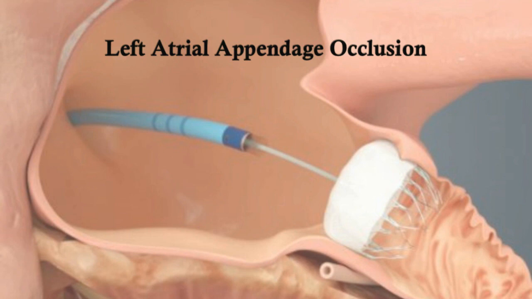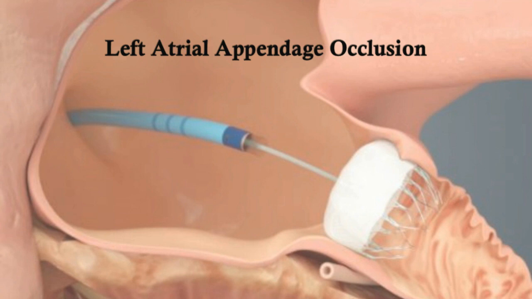Atrial fibrillation patients are at an increased risk of stroke because of clots that can form inside a structure in the top chamber of the heart, known as the left atrial appendage. The use of blood thinners can reduce the risk of stroke, though many patients cannot take blood thinning medications due to a high risk of bleeding. In some patients, a catheter-based structural heart procedure known as a left atrial appendage occlusion can be performed to eliminate the appendage.